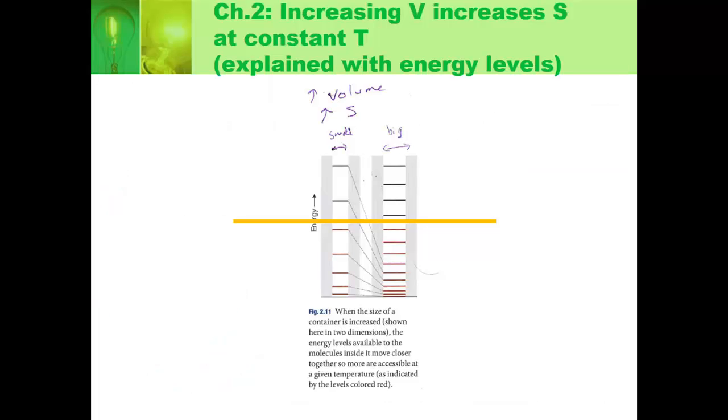And Chapter 2 talks about something we talked about. We talked about how when you increase the volume, you increase the entropy of something if you're keeping the temperature constant. The way to think of it is, if the temperature is staying constant and the volume increases, they have to be moving faster to reach the same temperature, or they don't hit the walls as much.